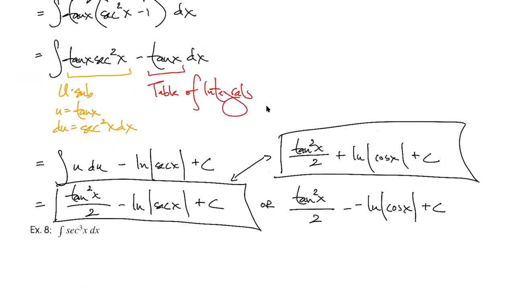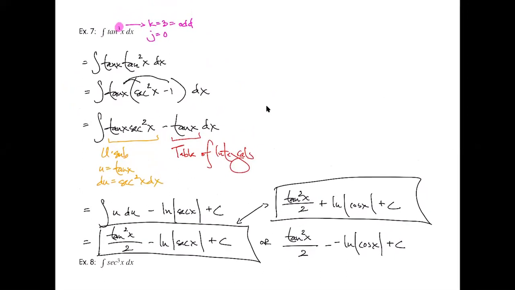Could you tell me how you got tangent squared x over 2 for the u du? Yeah, for sure. So if I take the integral of u du, I'm going to end up with u squared over 2. And what was my u? My u was tangent, so that's where I get the tangent squared over 2. Oh, I got it. Never mind. Thank you so much. Okay, perfect.